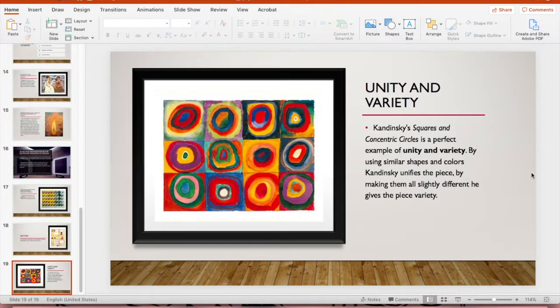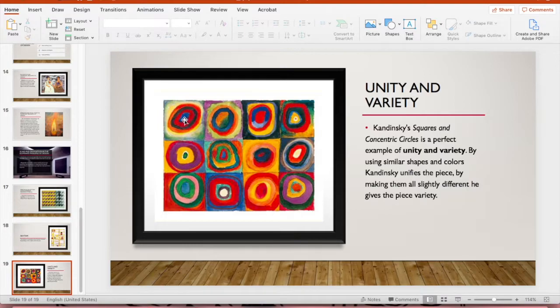Unity and variety. This is Kandinsky's squares and concentric circles, and it's a perfect example of unity and variety. By using similar shapes and colors, Kandinsky unifies the piece. By making them all slightly different, he gives the piece variety. So unity and variety is when you have something that has a repetition occurring in the piece, but there's enough variety to keep it a little different, right?